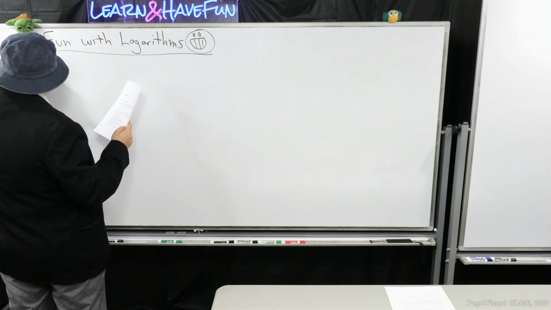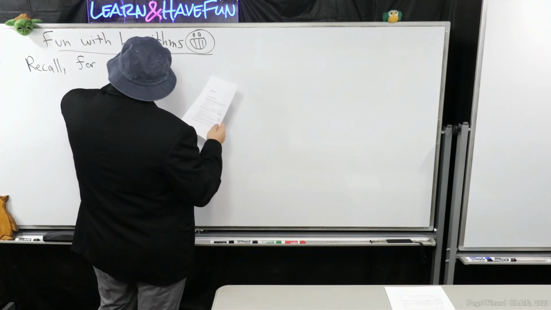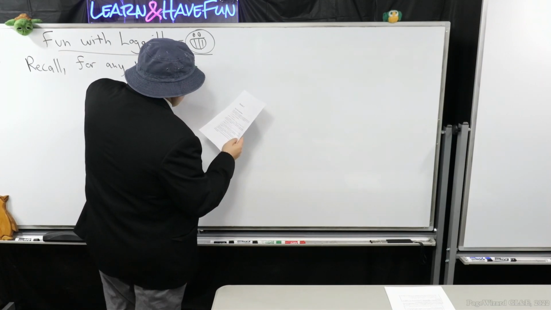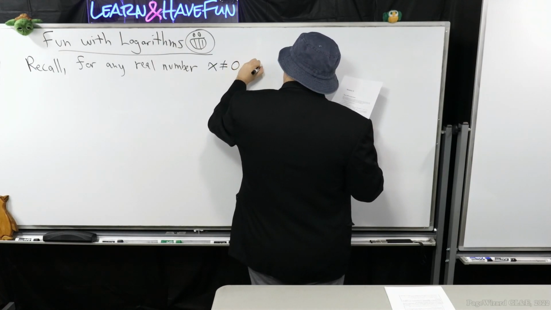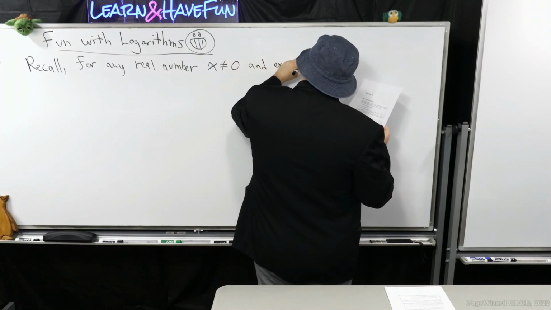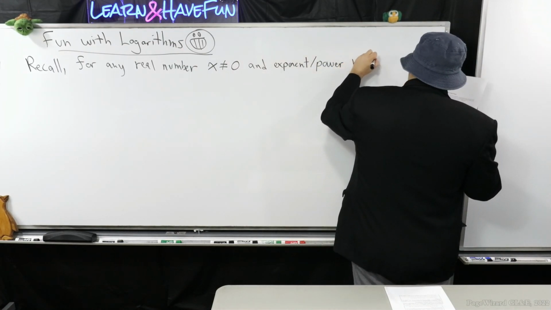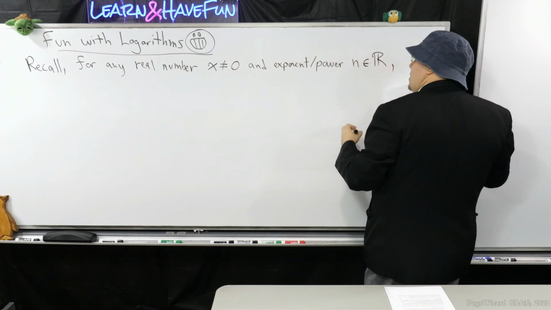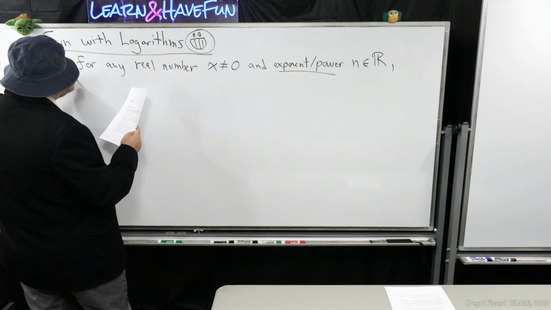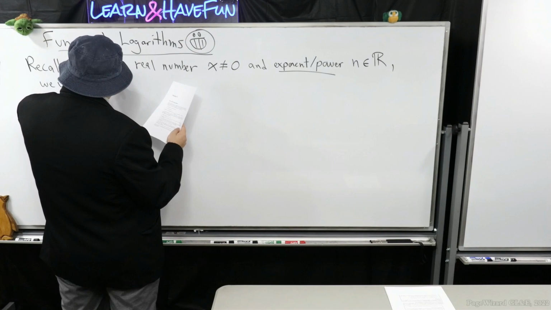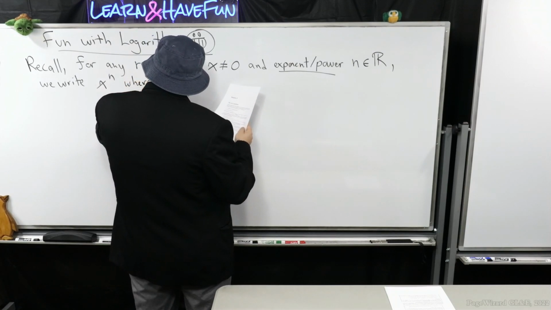So recall, for any real number x that's not equal to 0, and what we call the exponent or power n, which is going to be a real number, we write x to the power of n, where we call x the base of the exponent.